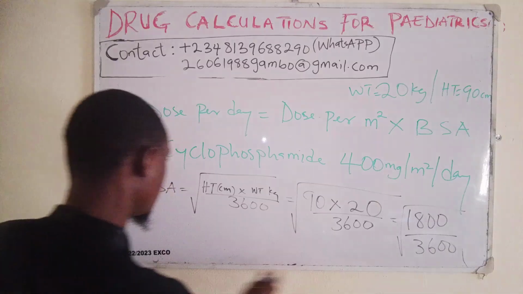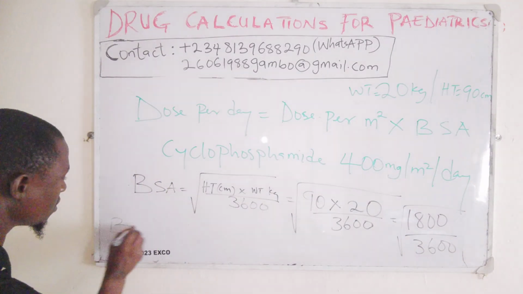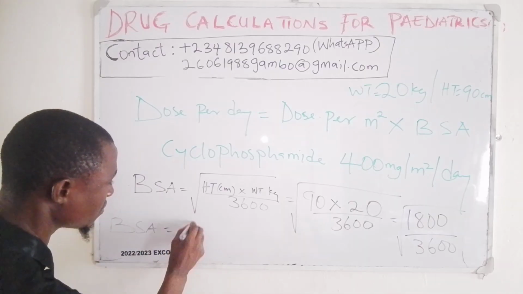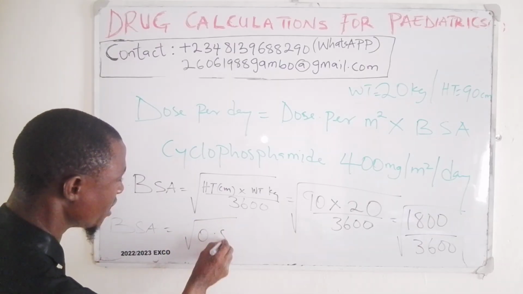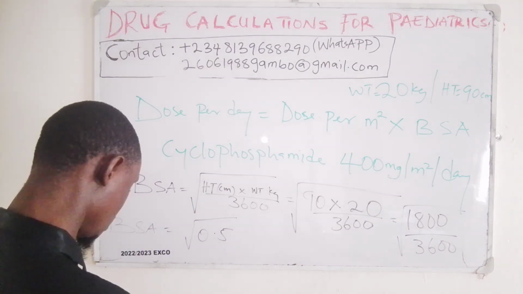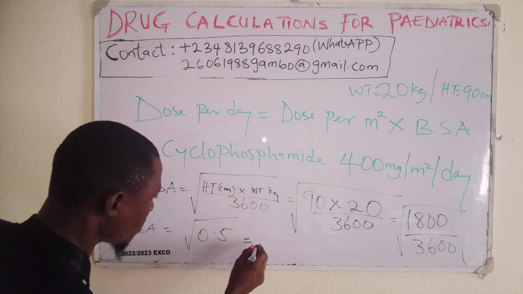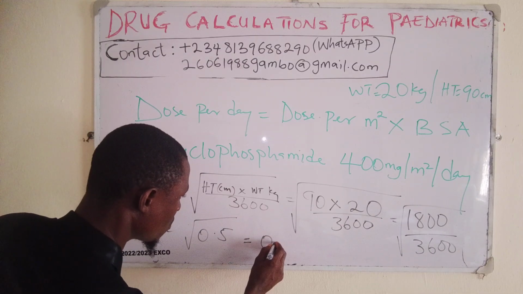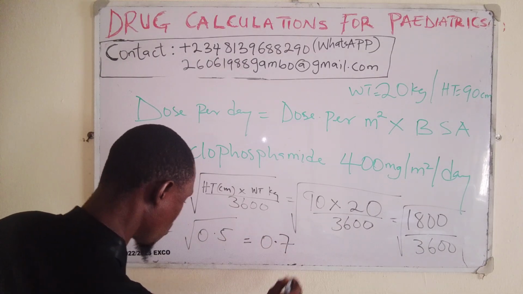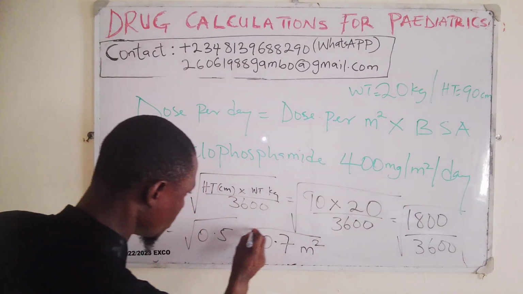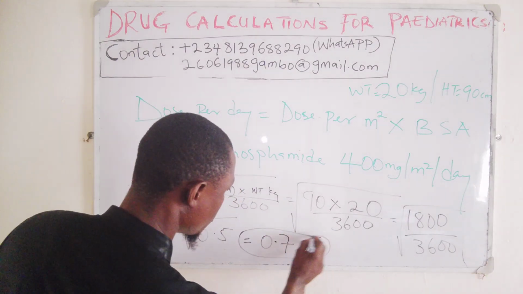Now let's continue from here. The division gives us 0.5, so the body surface area will be the square root of 0.5, which gives us 0.7. Of course, it's going to be in meter squared. So this will now serve as our body surface area.